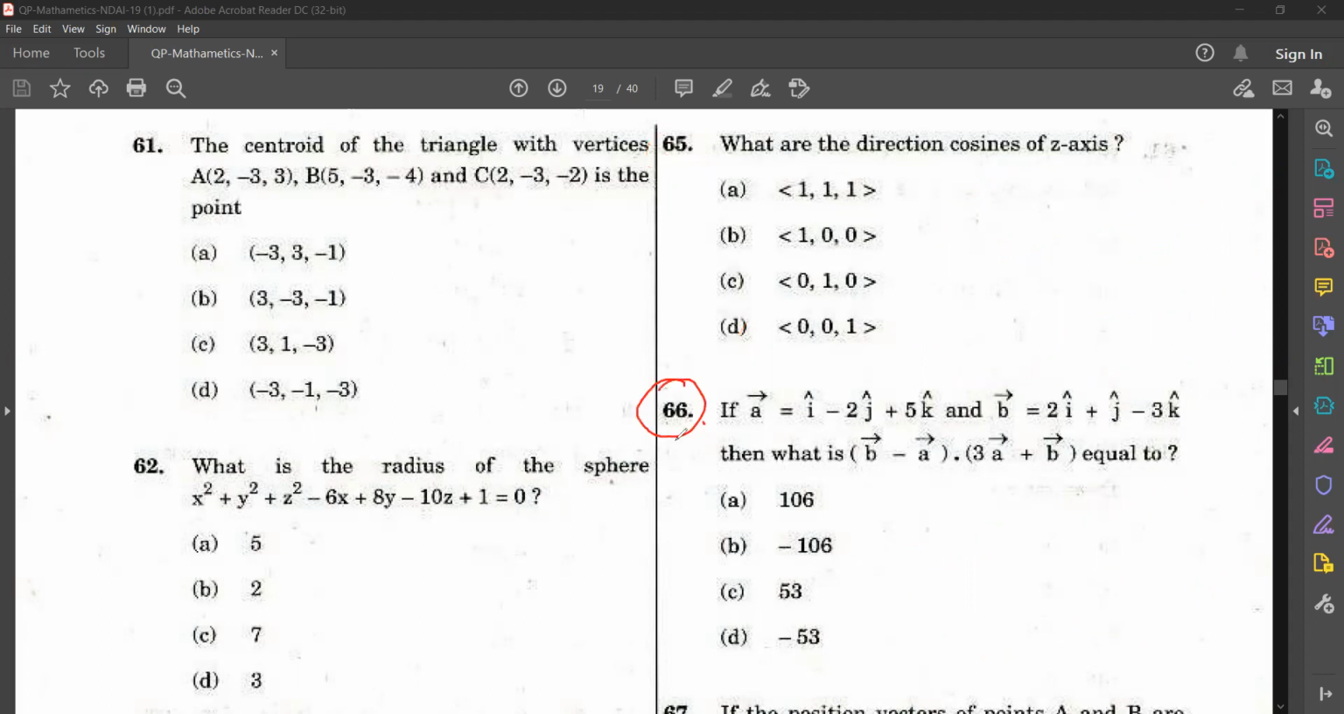Question number 66. If vector A equal to I cap minus 2j cap plus 5k cap, B is equal to 2I cap plus j cap minus 3k cap, what is B minus A dot 3A plus B equal to? You have to find this. Options already given: 106, minus 106, 53, minus 53. I'll give you 1 minute. Please try. Comment your answers also.